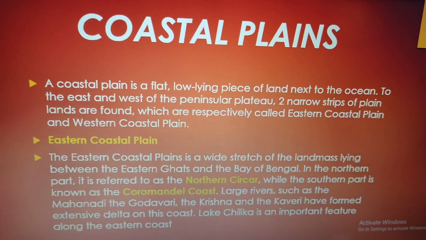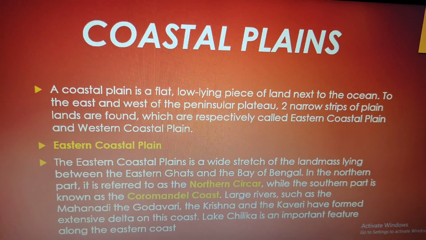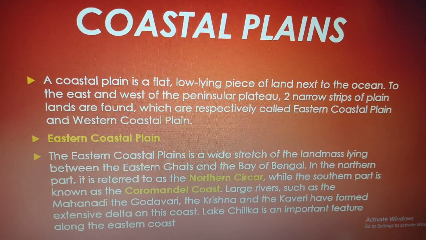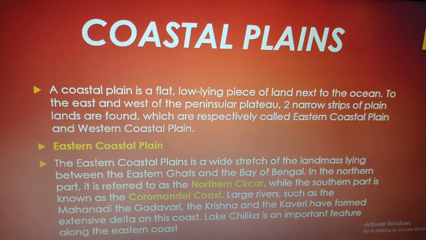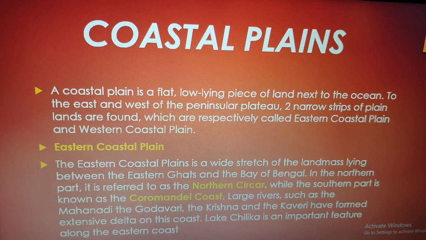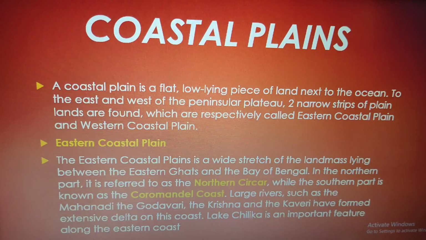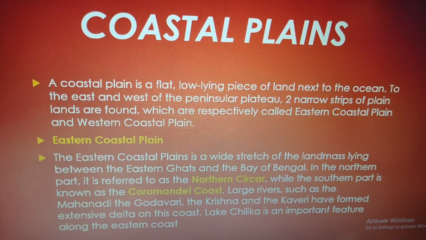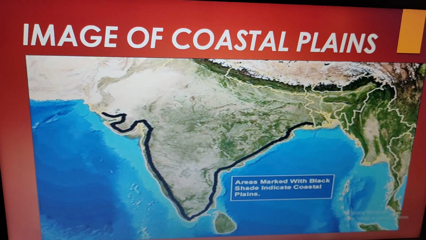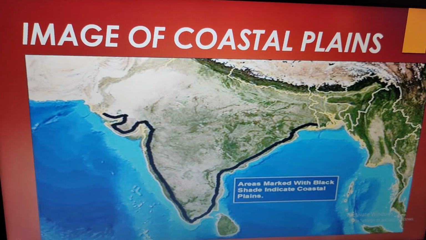Now what you will do, class, is write down the important features of Lake Chilika and how it is formed. You will also write about what a delta is and how a delta is formed. Now this is the image of the coastal plain which we have already discussed.